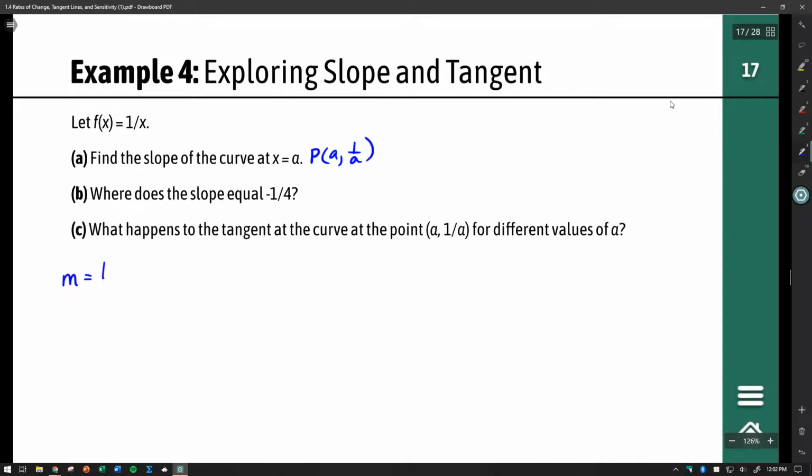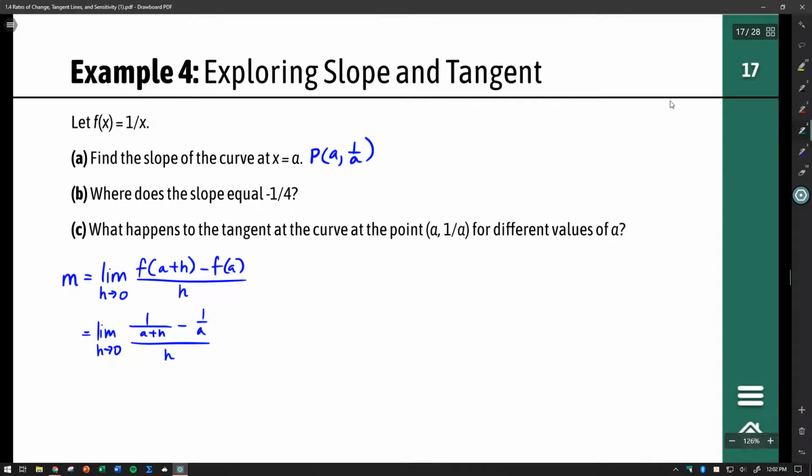So that slope is going to be the limit as h approaches 0 of this quotient of f of a plus h minus f of a all over h. Okay, so what does that look like? If we plug a plus h into this function, we get 1 over a plus h. So the limit as h goes to 0 of 1 over a plus h minus f of a, which is 1 over a, and this is all over h.